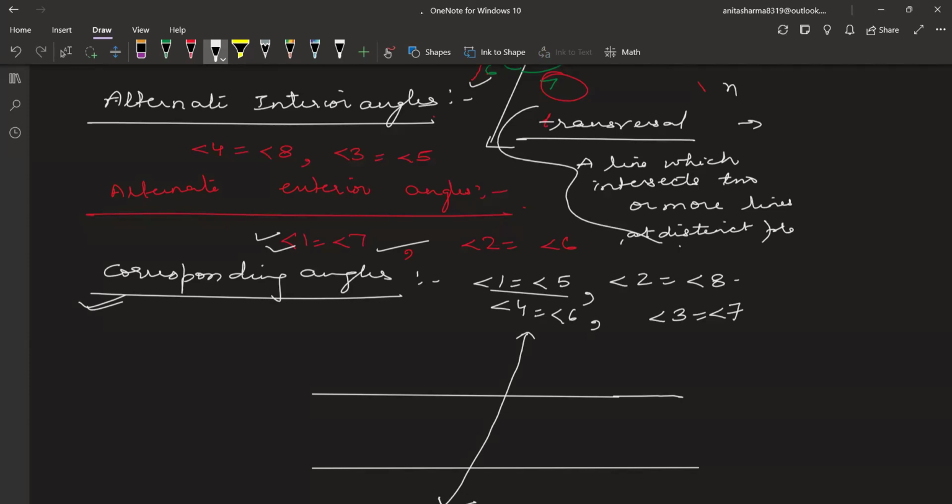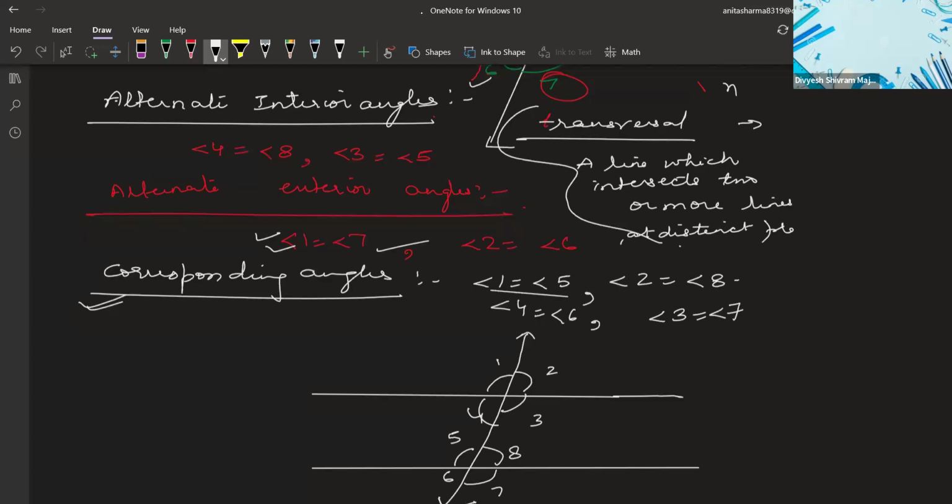Okay, ma'am. Ma'am, and also angle 5 and angle 7 are vertically opposite angles. Yes, beta. This thing also I will write. Just give me a minute, beta. Ma'am, so with one angle, we can find the measure of all the angles. Yes. If we have got only one angle, then we can find all the remaining 7 angles. Right?